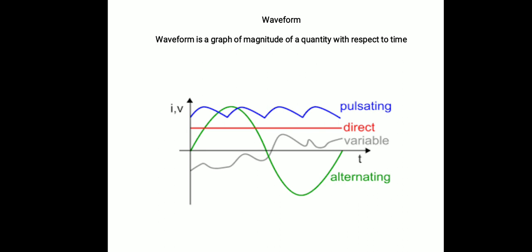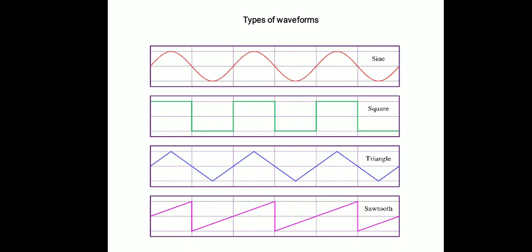We can represent alternating quantities in different ways. One simplest way is with the help of a waveform, and another way is with the help of a mathematical equation. For better understanding, we can use waveforms. So a waveform is nothing but the graph of the magnitude of an alternating quantity, or any quantity, with respect to time. So there are different types of waveforms. The red line is the sinusoidal waveform.